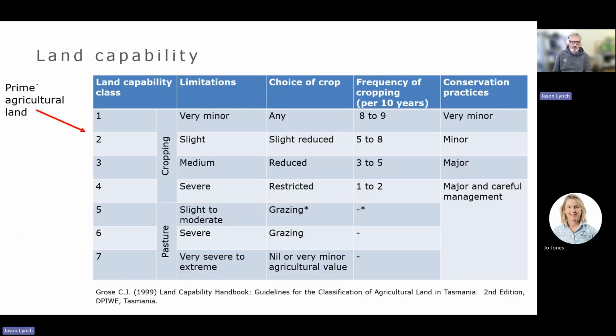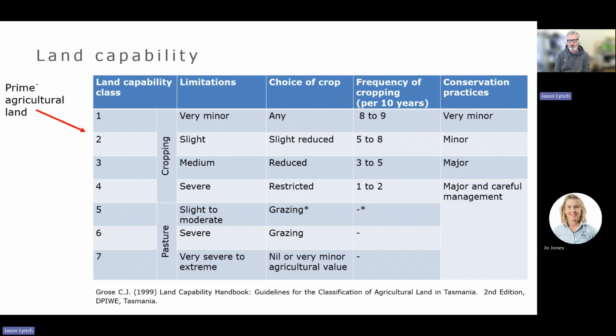Here's a pretty handy table that lays it all out. We've got five columns in there: land capability, limitations, the choice of crop, the frequency of cropping, and then soil conservation or land management practices on the far right-hand side. If we go through the land capability classes, we've got 1, 2, and 3. Classes 1, 2, and 3 are defined as prime agricultural land in Tasmania.